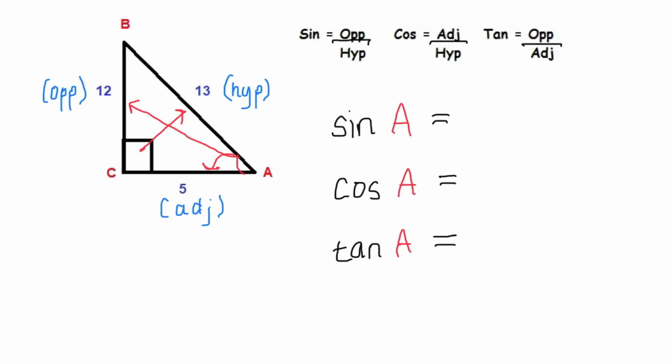So now that we have our opposite and adjacent relative to angle A, we can solve. So sine of A is going to be opposite, which is 12, over hypotenuse, which is 13. Cosine of A is going to be adjacent, which is 5, over the hypotenuse, which is 13. And lastly, tangent is going to be opposite, which is 12, over adjacent, which is 5.